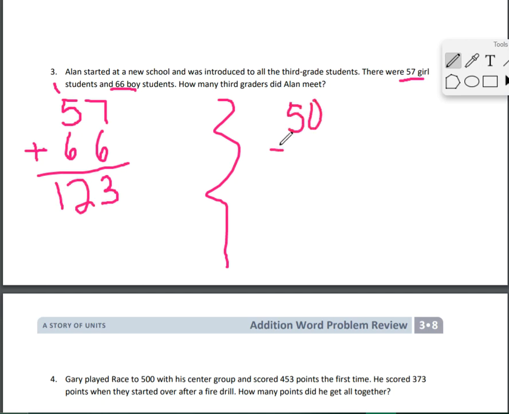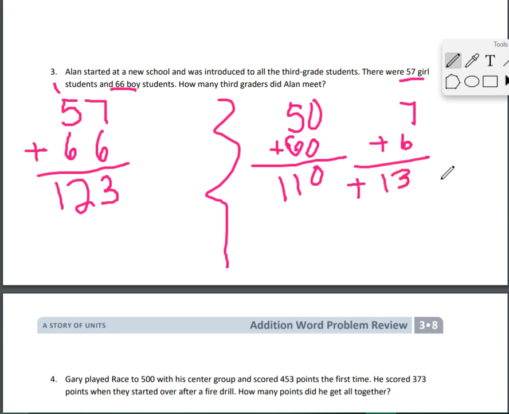I'm going to do 50 plus 60. That is a funky looking 6. There we go. 50 plus 60. So zeros. 5 plus 6 is 11. All right, and here I have 7 plus 6, which is 13. And 110 plus 13 is 123. We've got the same answer both times.